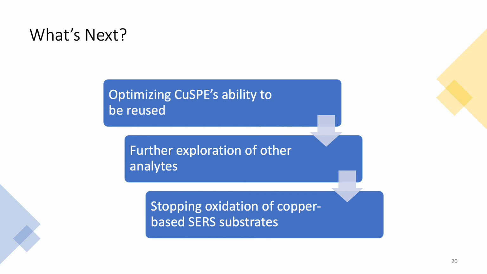So what's next in this research? Essentially, I want to optimize the copper screen printed electrode's ability to be reused. I want further exploration of other analytes, other than adenine or levofloxacin. And finally, I want to be able to figure out how to stop the oxidation of the copper-based SERS substrate so I can use my CuSPE for SERS sensing.